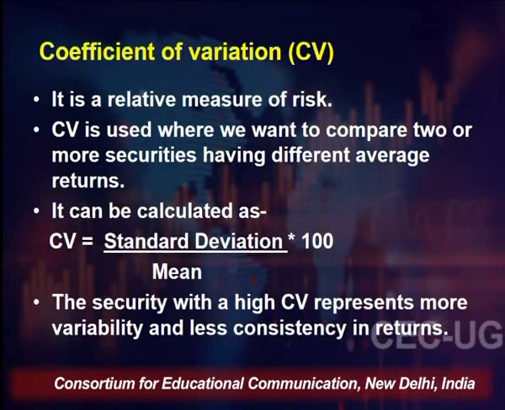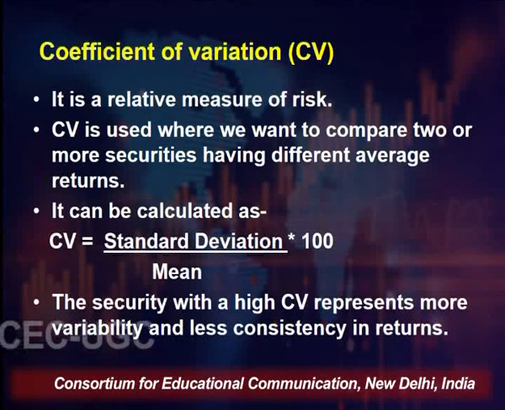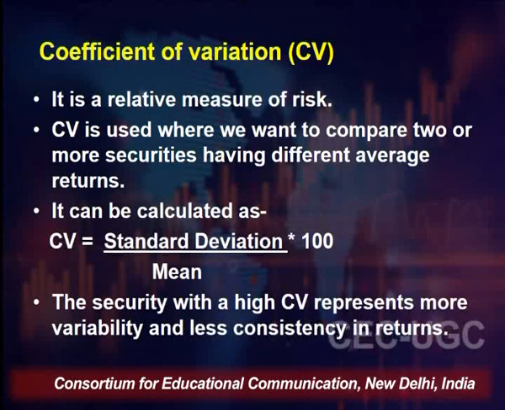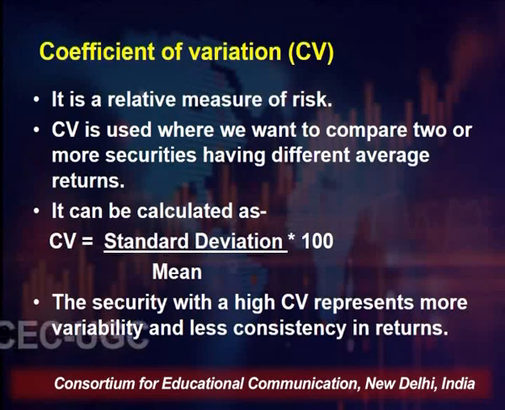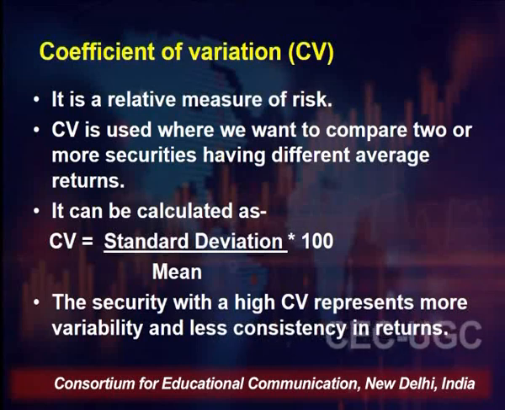How do you calculate the coefficient of variation? First we measure the standard deviation, as we discussed earlier. Standard deviation, which is also one of the measures of calculating risk, divided by mean. When I say mean, I mean mean return. So standard deviation divided by mean return into 100. That is the coefficient of variation. So if your standard deviation is 4, 5, 3, whatever it is, divide by mean return into 100.